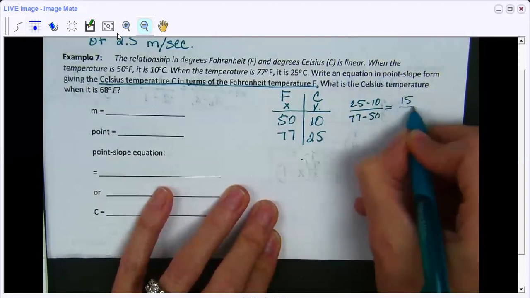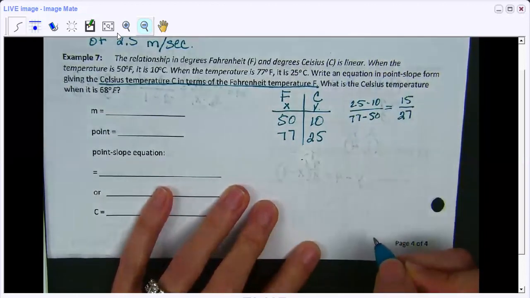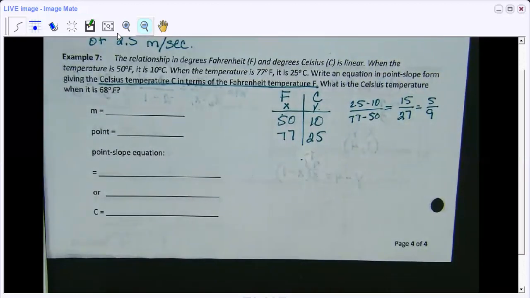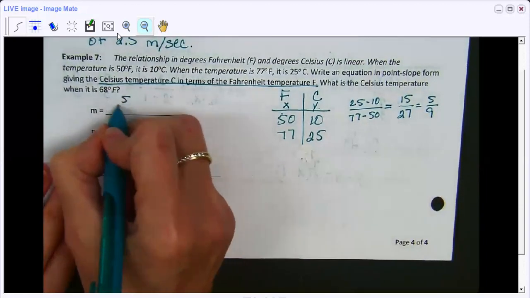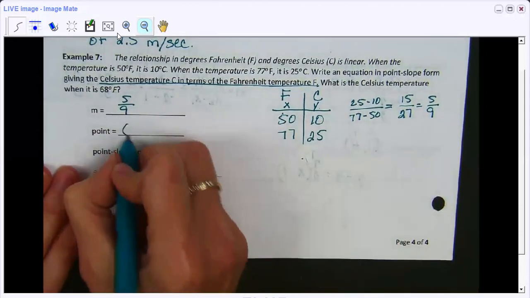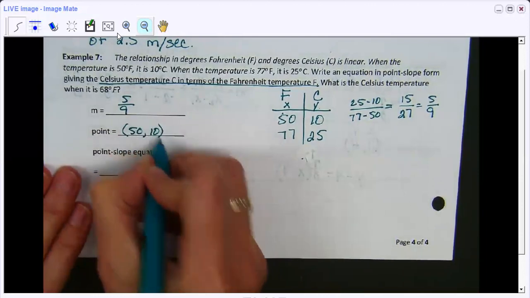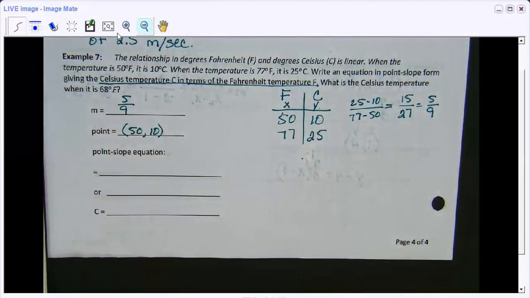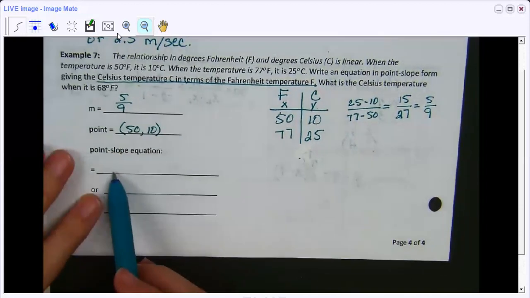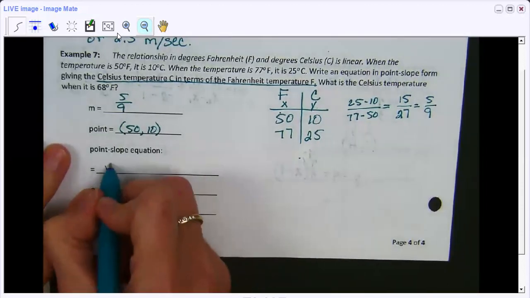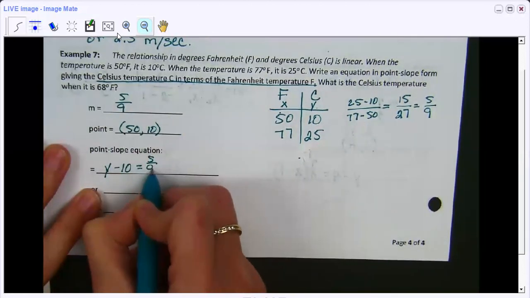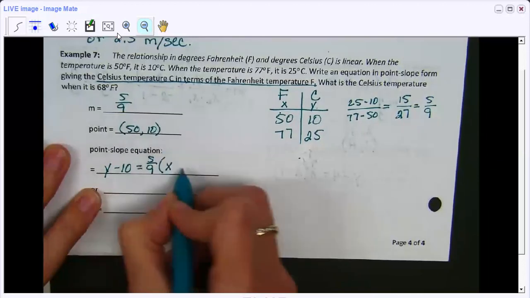And I end up with 15 over 27, which can be simplified to 5/9. So my slope is 5/9. Now a point, I could choose any point I want. I'm going to choose 50 and 10. And I want you to put this into a point slope equation. So y minus y1, my y1 is 10, equals my slope of 5/9 times x minus x1, which is 50.